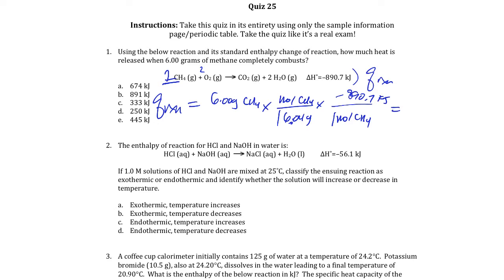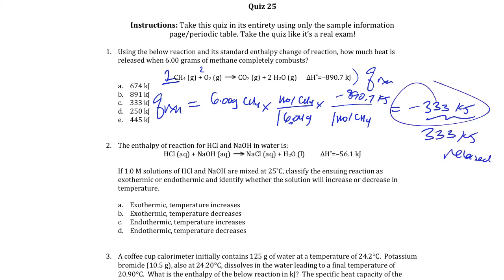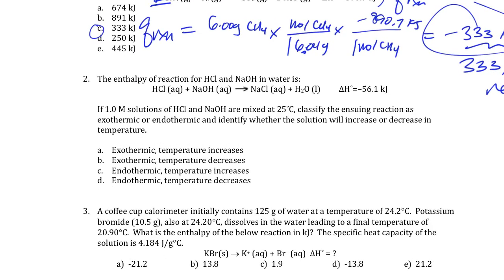So 6 divided by 16.04 times negative 890.7 is minus 333 kJs. So 333 kJs is released by this reaction. So the reaction loses this much heat, gives it to the surroundings. Perhaps they can warm up. Perhaps they can move. Put the surroundings into motion if this were in a mechanical system.